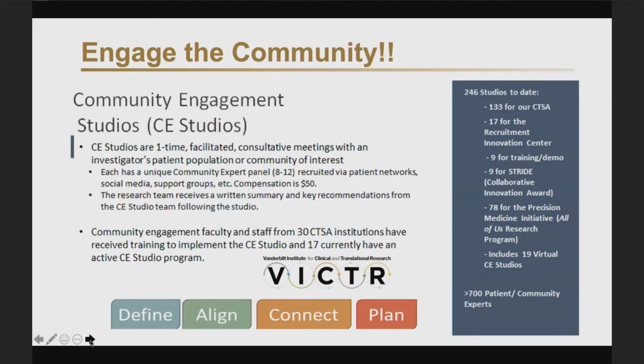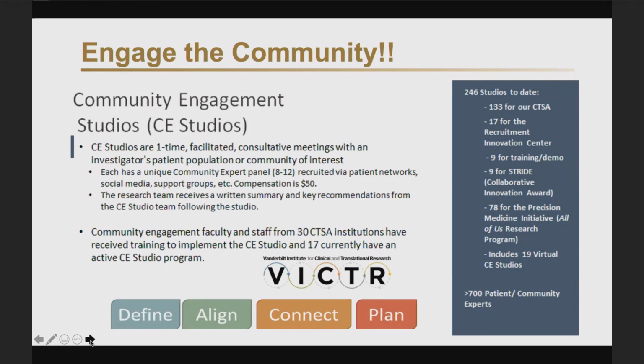Well, I wanted to point your attention also to my new colleagues at Vanderbilt, who have been doing these community engagement studios for a very, very long time. These are one-time facilitated consultative meetings that investigators who are interested in hearing the community voice can tap into. It's amazing. There have been lots of studios to date. They talk about precision medicine. You can actually hear from panels of community members who can provide input and insight into how you are designing clinical trials. And this is available to anyone. There's a toolkit online, so you can look up Community Engagement Studio Toolkit, and this is at the Vanderbilt Institute for Clinical and Translational Research, and that resource is available to you.